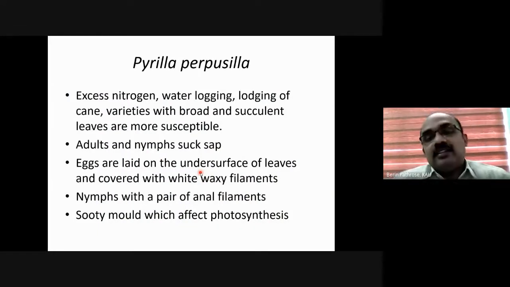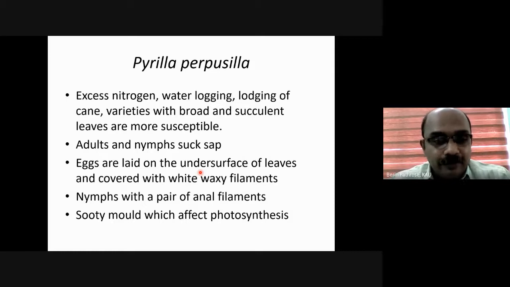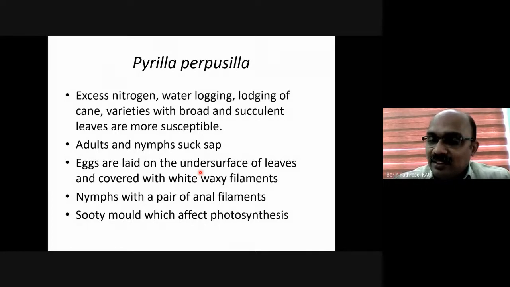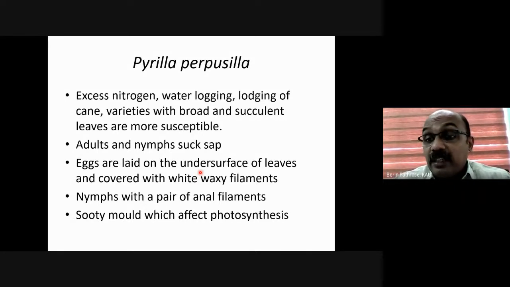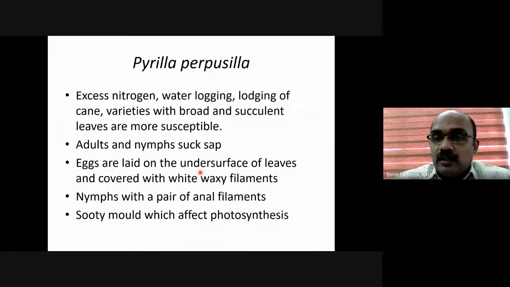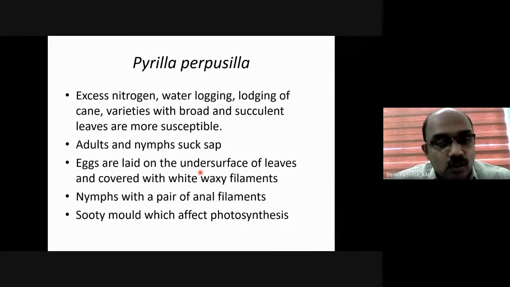Coming to the next sucking pest, that is Pyrilla perpusilla. Does anyone remember the family of Pyrilla? It's a unique family. Anyone? No. The family is Lophopidae. I typed it. Okay. The family is Lophopidae.